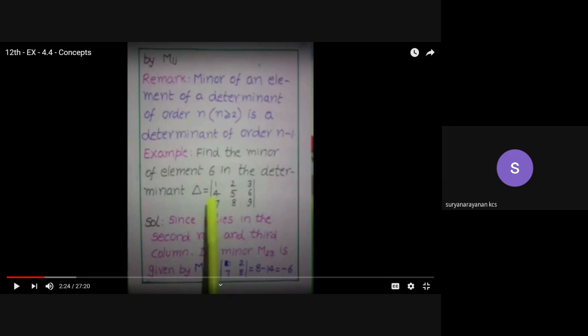How do you find the minor of an element, my dear children? Understood the concept? Suppose you want to find the minor of an element, what should you do? Close the row and column in which the element lies. Suppose in this example, we want to find the minor of element 6. In which row and in which column does the number 6 lie? Tell me.